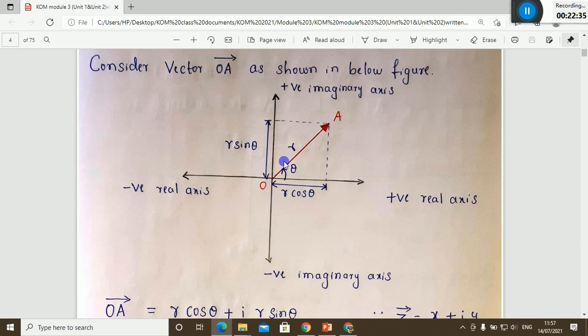This is also very important. Please make a star point. Always the angular displacement of this vector OA has to be measured with respect to the positive real axis in counterclockwise direction. Okay, and you have to take the reference as tail of the vector, not the head of the vector. Okay, you take the reference as tail of the vector, positive real axis in counterclockwise direction.